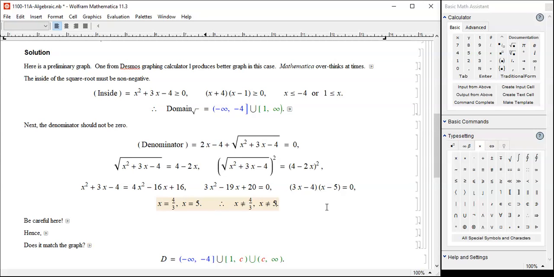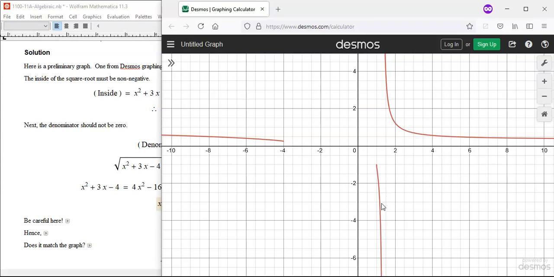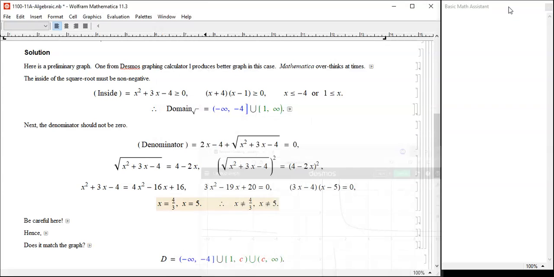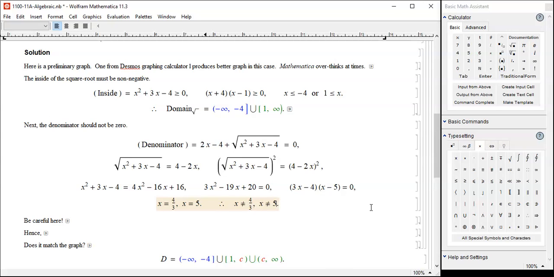But then again, be careful here. How many vertical asymptotes did you see there? There was only one vertical asymptote, x equal to c, which will be determined. And x equal to 5, nothing there. So this has got to be 4/3. Look at the graph here. x equal to 5, nothing there, no vertical asymptote. Around here we have a vertical asymptote, that should be 4/3. So x equal to 5, that's got to be extraneous.